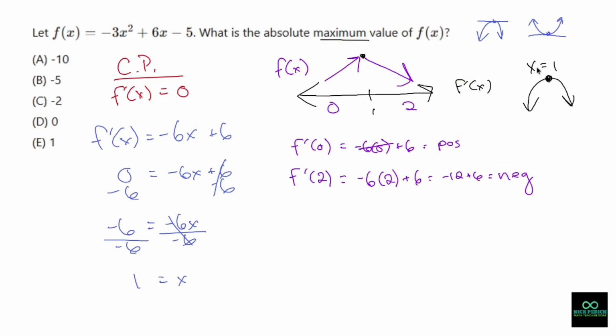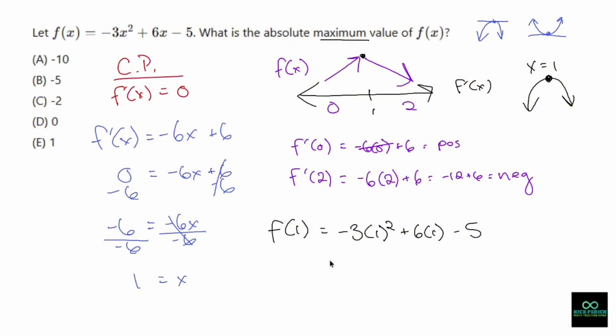In order to find out what that maximum value is, you plug 1 into the original equation, not the derivative, because the derivative will give you 0. You plug it into the original equation because that tells you where it exists on the original function f of x. So regular f of 1 is going to equal negative 3 times 1 squared plus 6 times 1 minus 5.